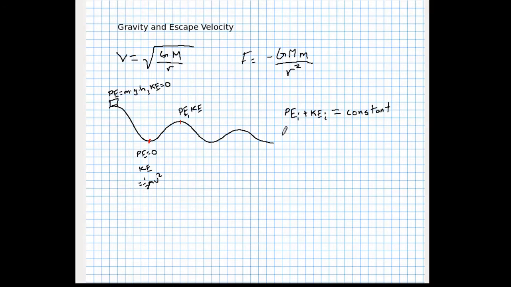So the potential energy is the mass times gravity times the height. The kinetic energy is 1/2 times the mass times the velocity squared. And that equals whatever the total energy was that you started from. Again, assuming no friction, and no other outside influences acting on the roller coaster.